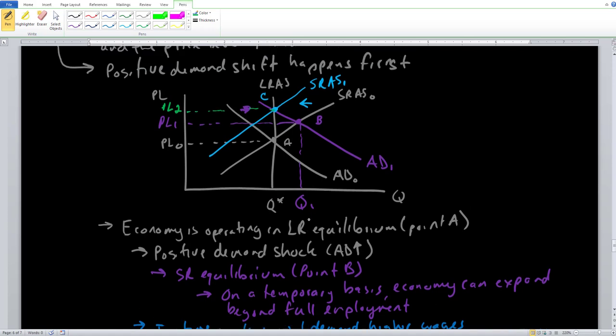So once again, we'll just do a very, very quick review just so it gets in the back of your mind of exactly what's happening here. At point A, we are working in short and long run equilibrium.